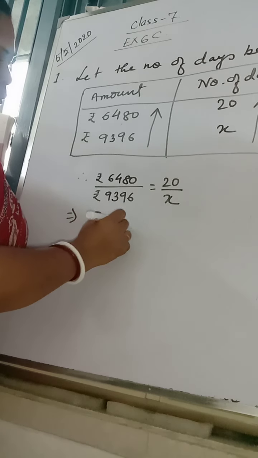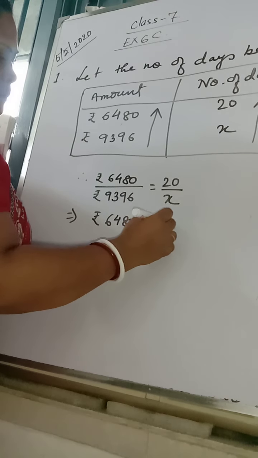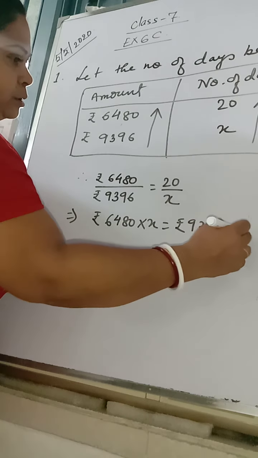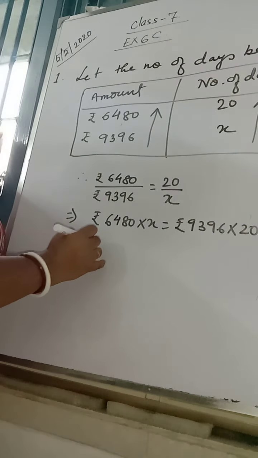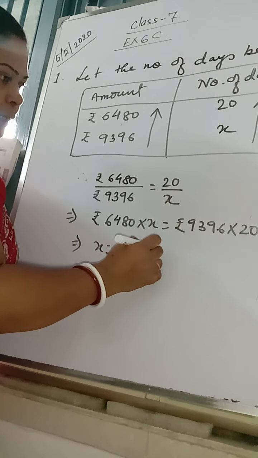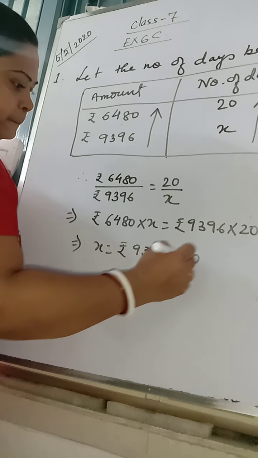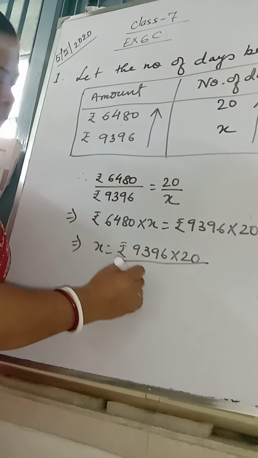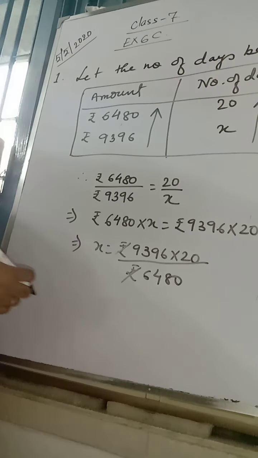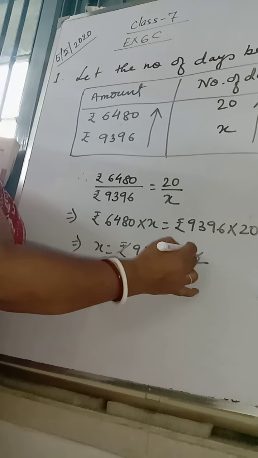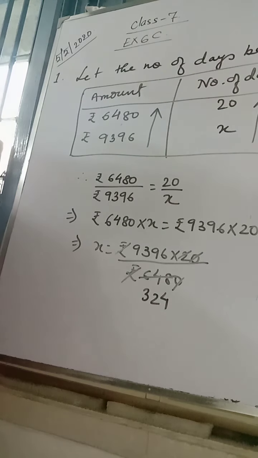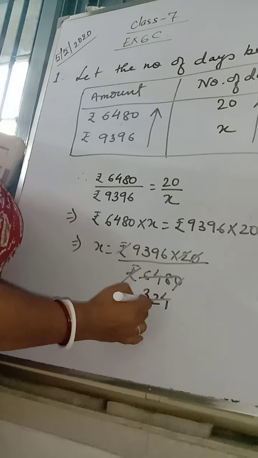Rupees 6,480 into X is equal to rupees 9,396 into 20. Now come here, X is equal to rupees 9,396 into 20 by rupees 6,480. First we have cancelled rupees. Now I'll be cancelling the numbers. 2 with 2, 2 3s are 6, 2 2s are 4, 2 4s are 8. Now we'll be cancelling this.